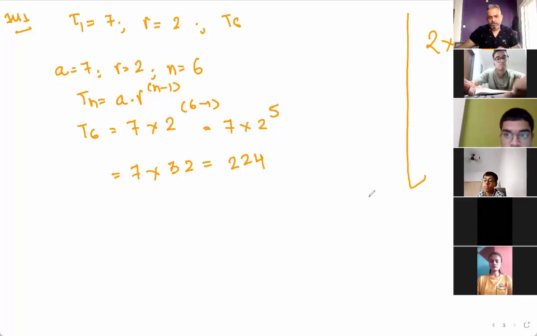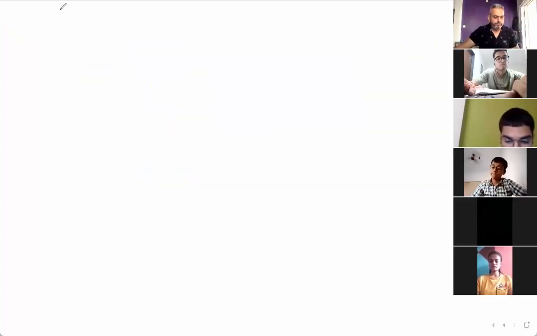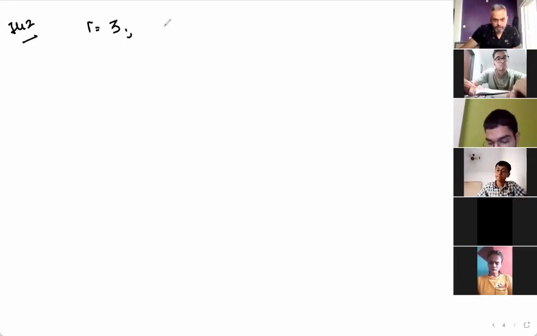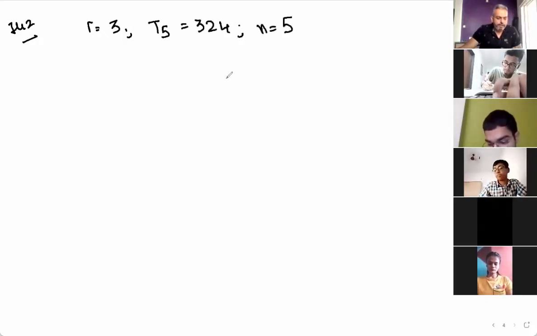Okay. Illustration number 2. The common ratio and the fifth term of GP are 3 and 324 respectively. Find the first term of GP. So let's write what is given. R is equal to 3. The fifth term is equal to 324. So N is equal to 5. We have to find the first term, A.